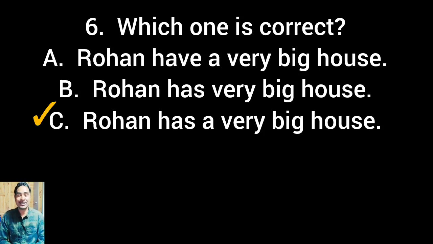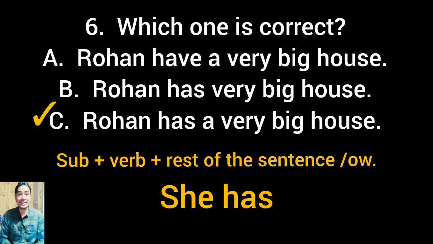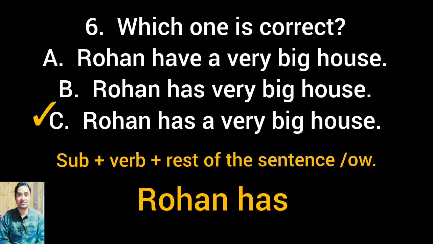C will be the correct answer. But why? Because in simple present, we should use this structure: subject plus verb plus rest of the sentence. Here, Rohan, the subject, is third person singular, and with third person singular, we use has. He has, she has, it has, Rohan has.